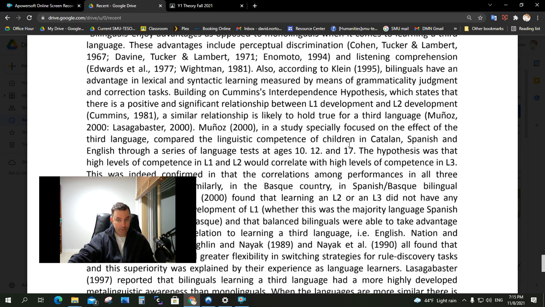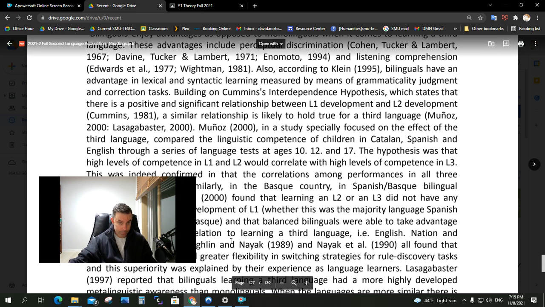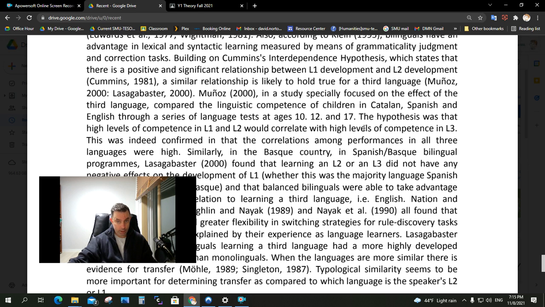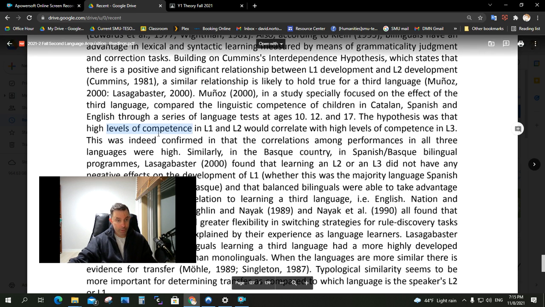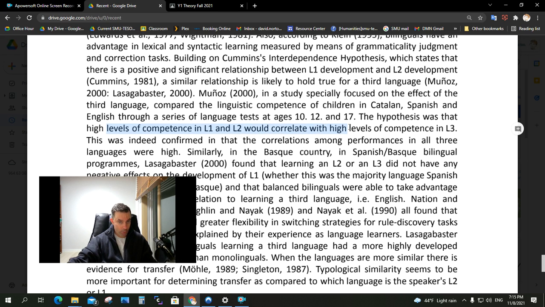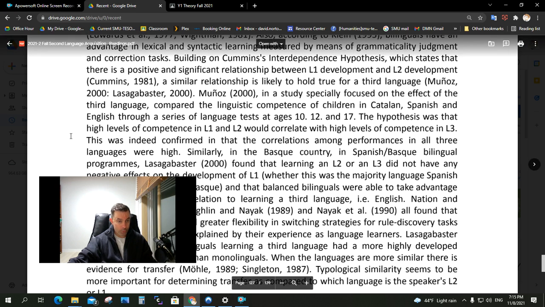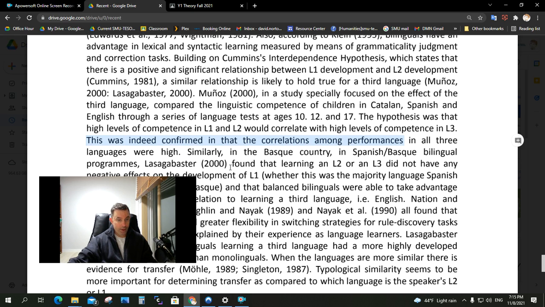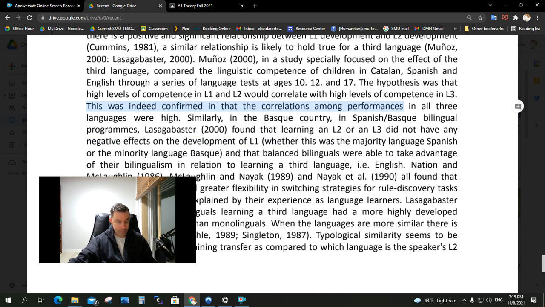compared the linguistic competence of children in Catalan, Spanish, and English. Remember, Catalan is a minority language in Spain. They gave them a series of language tests at ages 10, 12, and 17. The hypothesis was that high levels of competence in L1 and L2 would correlate with high levels of competence in L3. And guess what? It was indeed confirmed in all 3 languages. So that's kind of confirming what we believe.